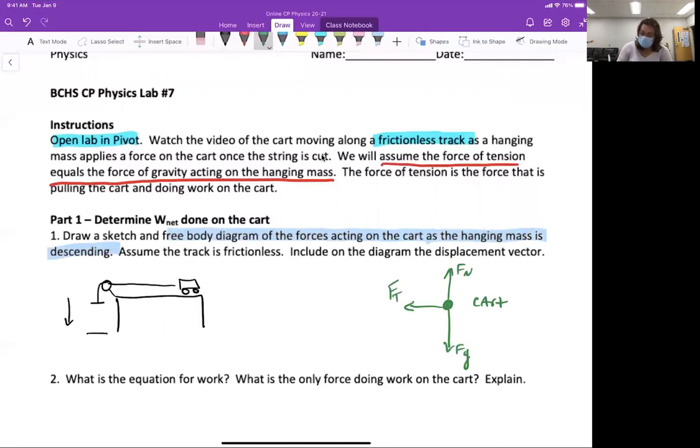Now we assume that that force of tension is equal to the force of gravity that's acting on the hanging mass. So I can actually calculate that force of tension based on that assumption. Whether or not that's a good assumption, we can discuss that. Include on the diagram the displacement vector. I'll put that in blue. Here is the displacement vector: the cart is moving to the left, so its displacement vector is to the left. So this is the free body diagram of the cart before it hits.